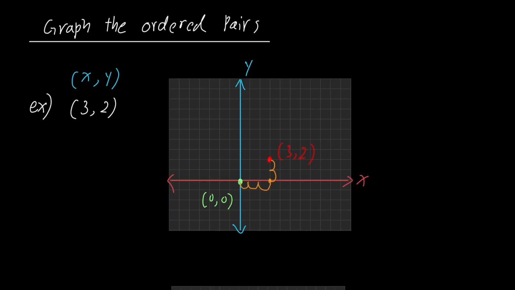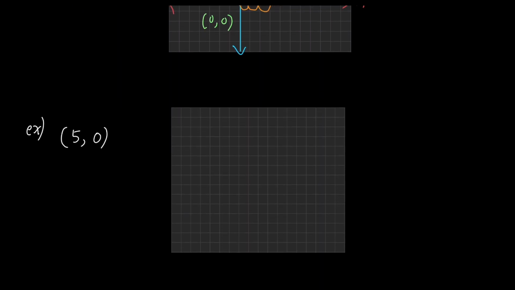Let's look at another one. Now we have an ordered pair, which is (5, 0). And as usual, we have to draw the coordinate system, the y-axis and the x-axis.